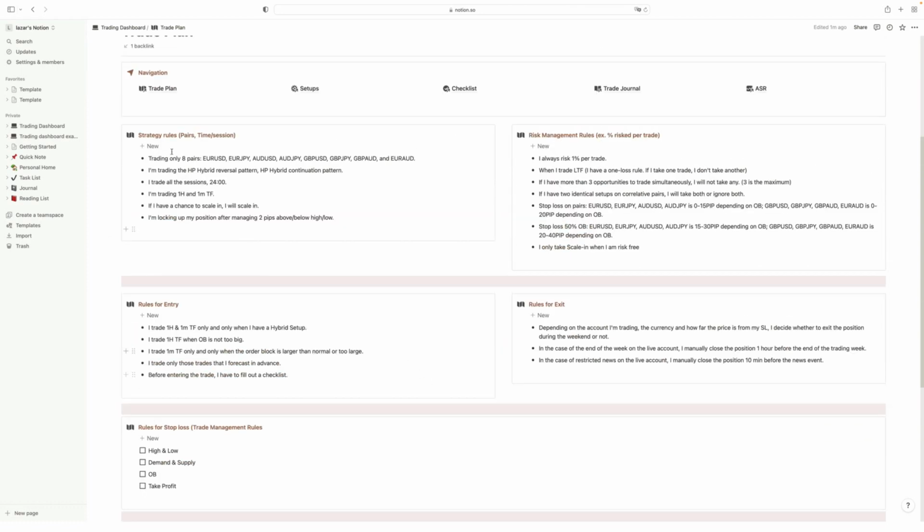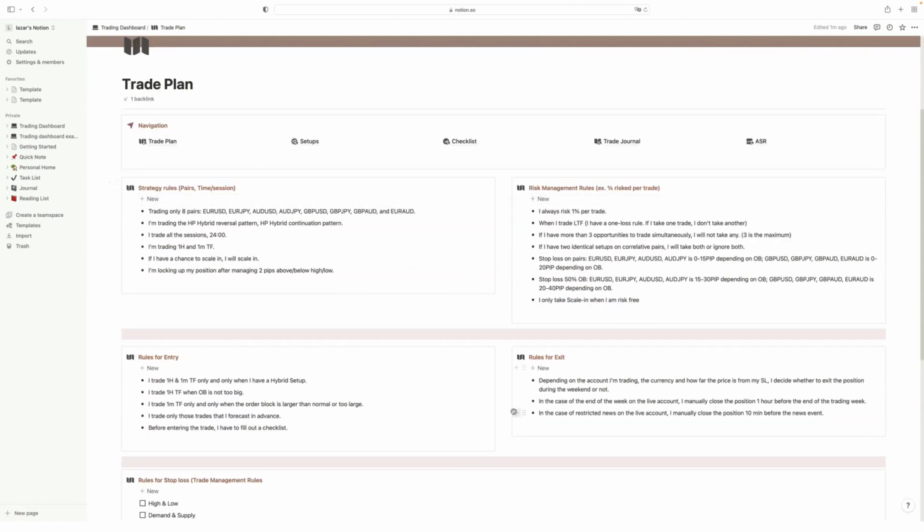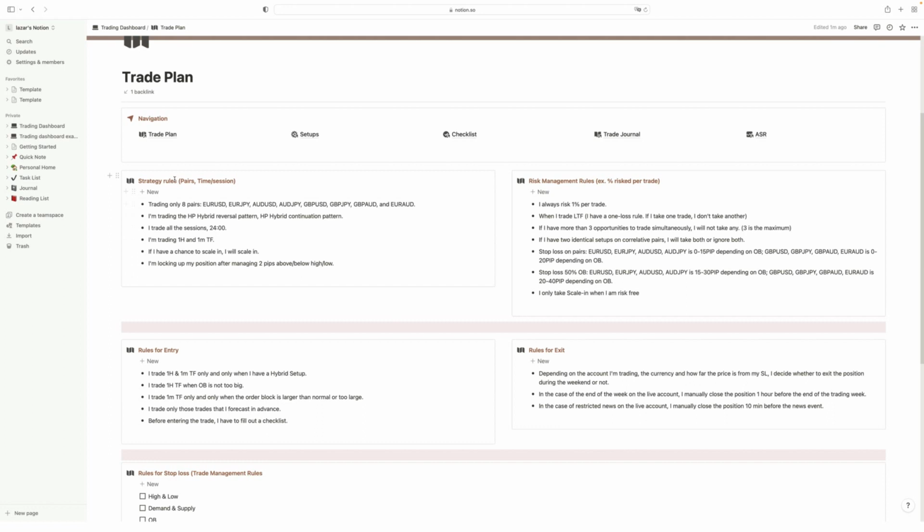So you're gonna see, guys, that you have basically rules here that you're gonna fill. So strategy rules, pairs, time frame, sessions, and you can add everything. So for example, I'm trading only 8 pairs and I'm naming the pairs. I'm trading only high probability hybrid reversal pattern, high probability continuation pattern. I trade all the sessions 24/7.